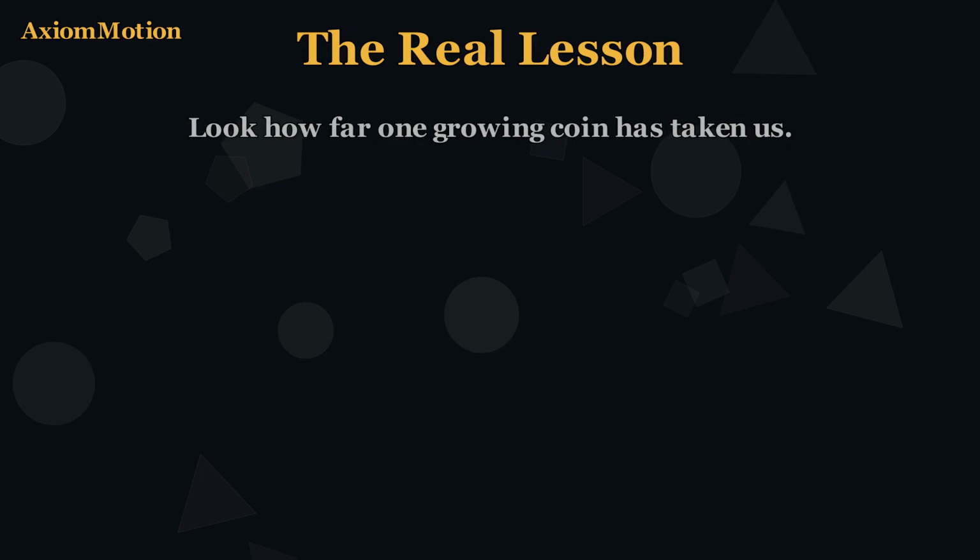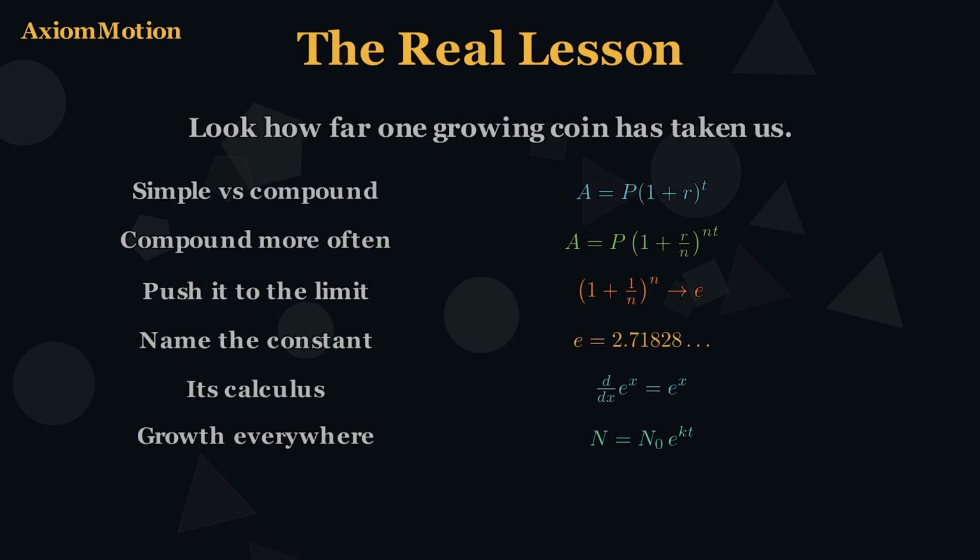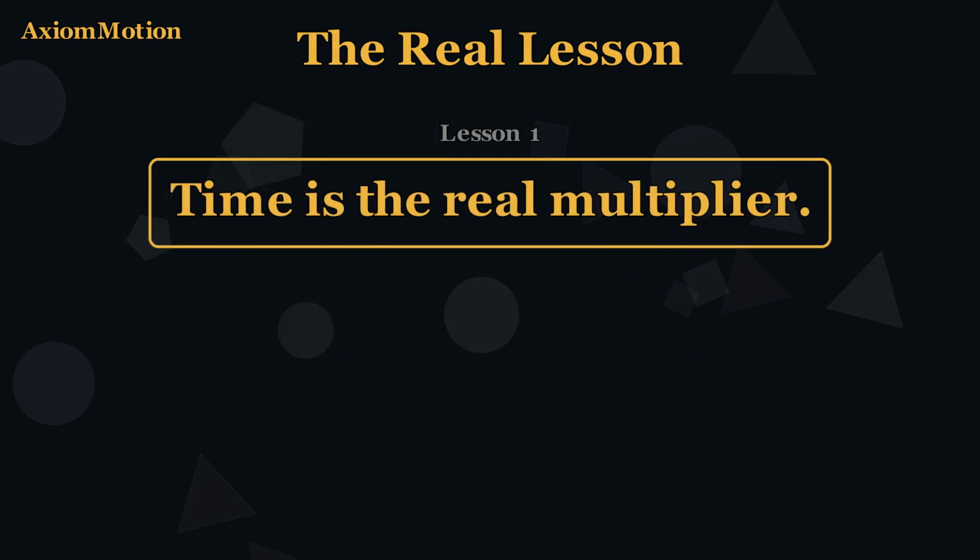We started with a single coin and a simple question. What really happens when money earns interest on its interest? That one question carried us a remarkable distance. From simple versus compound growth to compounding ever more often, to pushing that idea all the way to its limit, where the number e emerged. We gave it a name, discovered it is its own derivative, and watched it surface in physics, finance, and artificial intelligence. So, what is the real lesson?